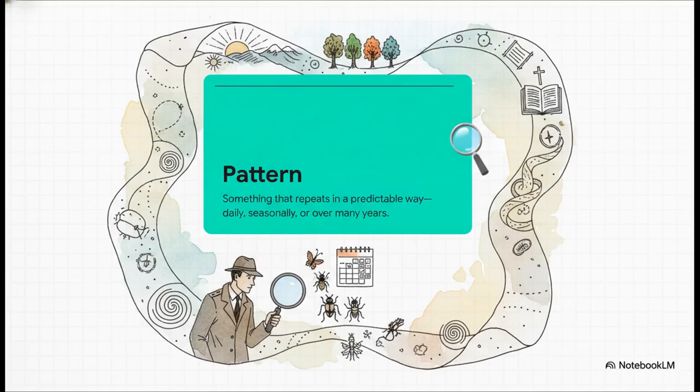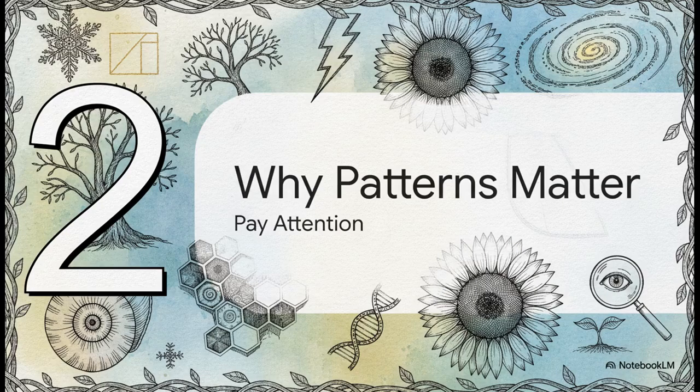Now, some of these patterns are super obvious, right? Like the sun rising in the east every single morning. We just expect that. But others require very careful, deliberate observation, like figuring out exactly when certain tiny insects appear during specific months of the year. Moving right along to Section 2, Why Nature Patterns Matter, the Impact of Paying Attention.